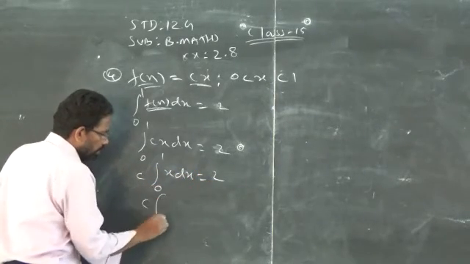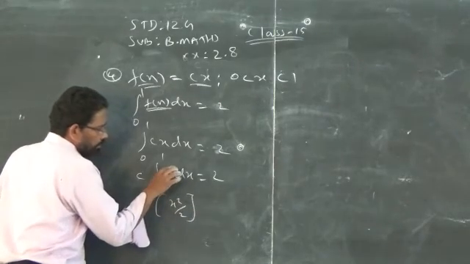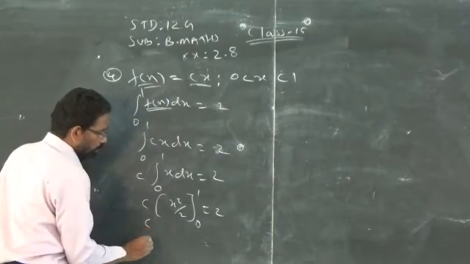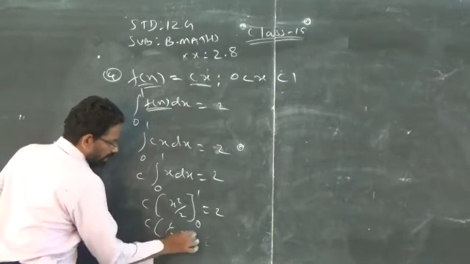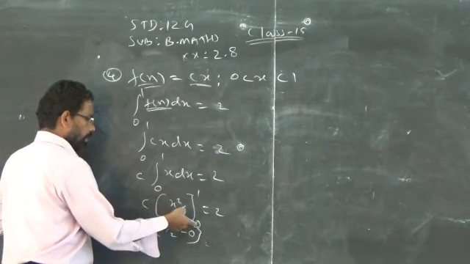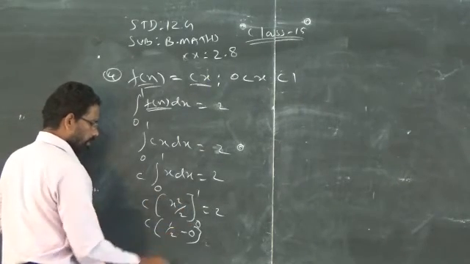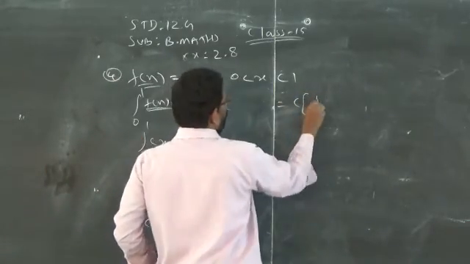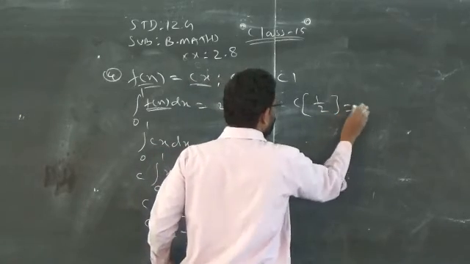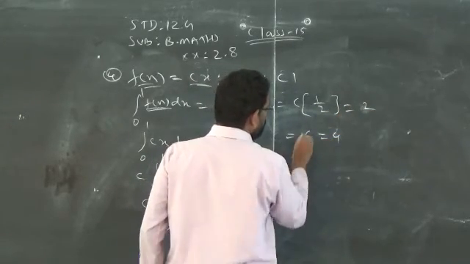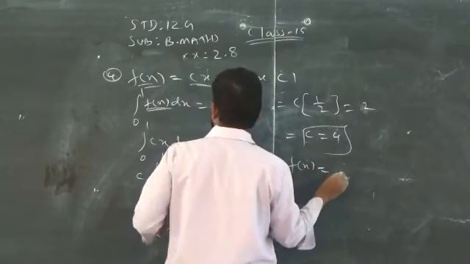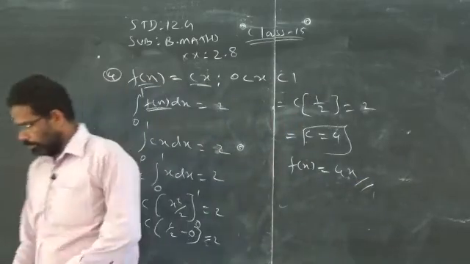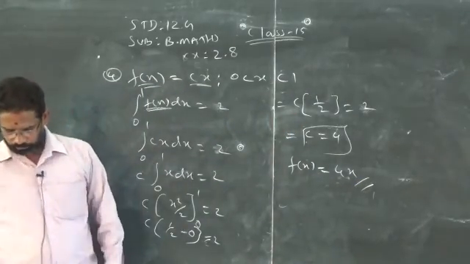Now you integrate: x square by 2, because the power of x is 1, 1 plus 1 is 2, divided by 2, from 0 to 1, is equal to 2. As usual, you replace upper limit minus lower limit. If you replace the lower limit, x by 0, you will get 0. So you will get c times (1 by 2 minus 0), which is 1 by 2, equal to 2, which gives c equal to 4. So now your f of x is equal to 4 into x. Clear? This is your answer for sum number 4.